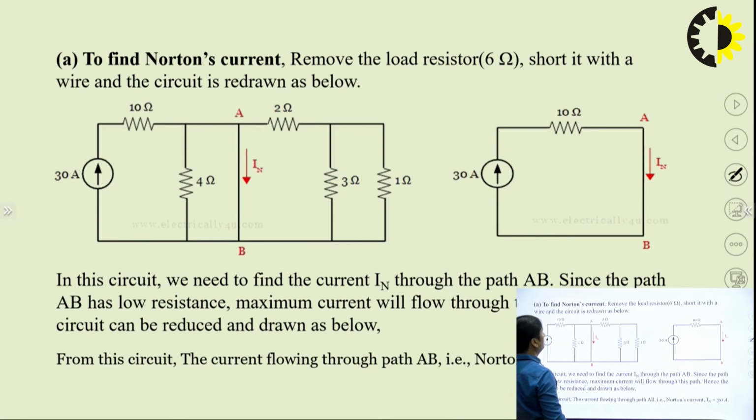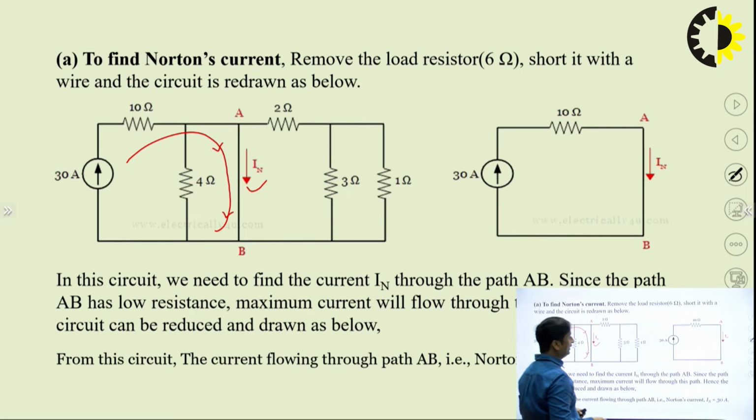Then the next step is to find the Norton current. To find the Norton current, we have to short that branch from A to B and find the value of the Norton current. And we know that when we short it, all the current will flow through it, because current always follows the minimum resistance path. So this has zero resistance, so all the current will flow like this.